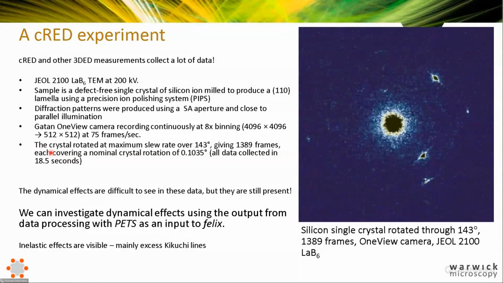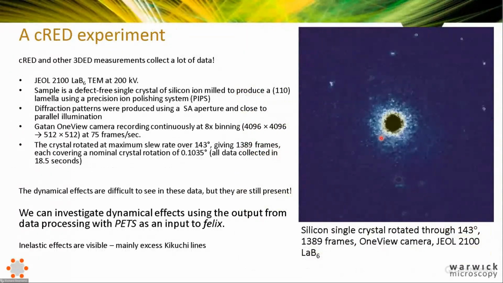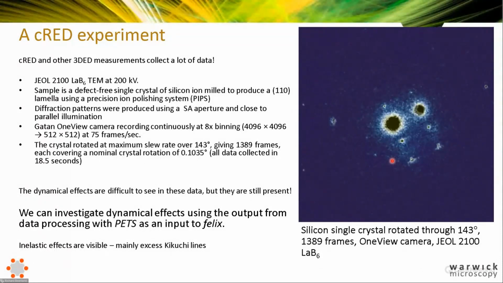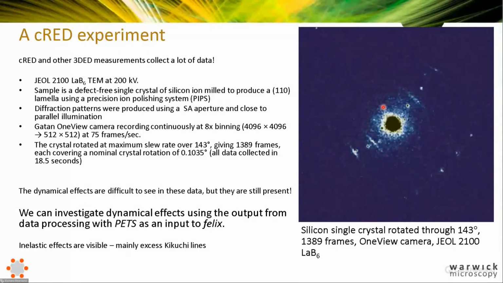Now, in this kind of data, it's very difficult to see the dynamical effects, because all you're really seeing are spots. You can certainly see diffuse scattering, so you can see the inelastic effects. You see these Kikuchi lines going through here. And I think these actually cause problems in measuring things like integrated intensities when you've got these lines going through the spots.